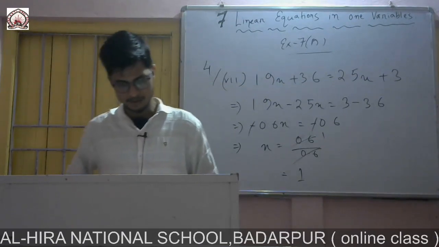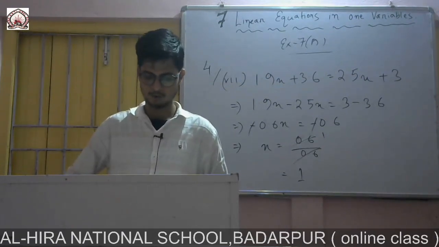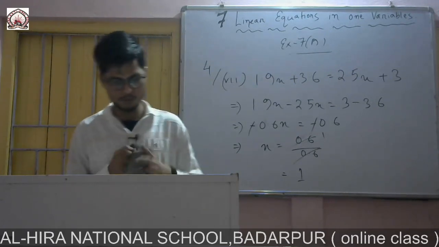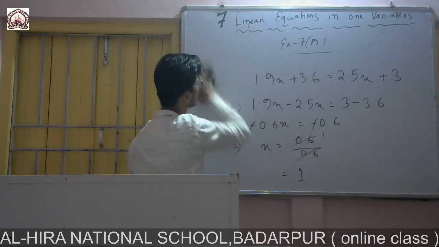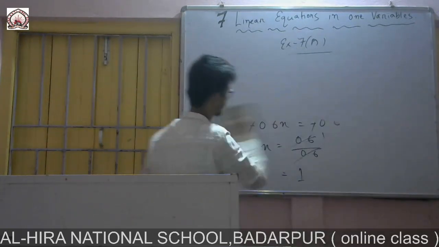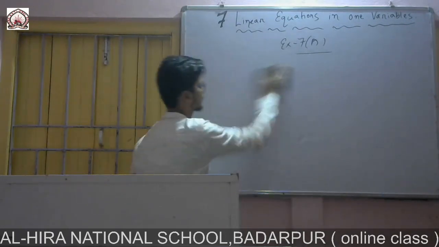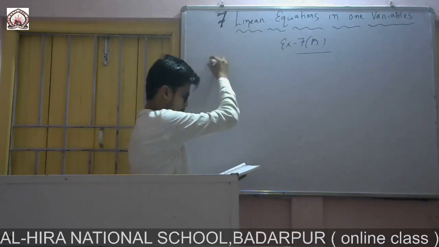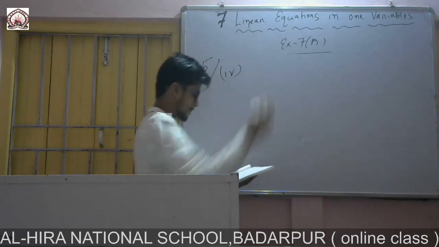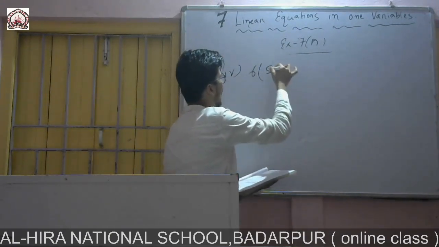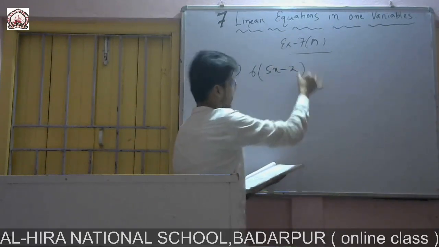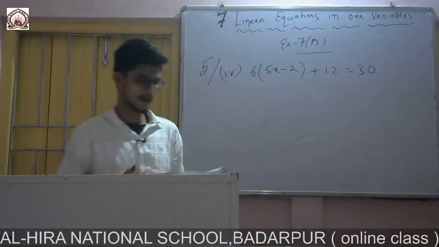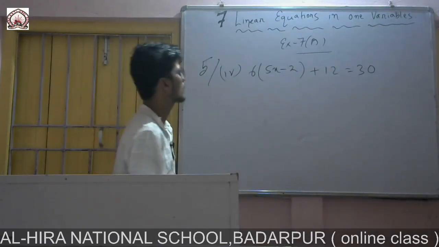Okay, now you see question number 5, same, you have to solve this equation. So 1, 2 and 3 are the same as earlier. Okay, let me do Roman number 4. Roman number 4, you see, question number 5, Roman number 4: 6 into 5x minus 2 plus 12 equals 30.